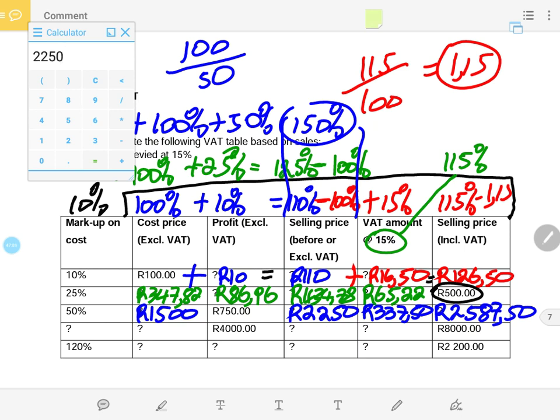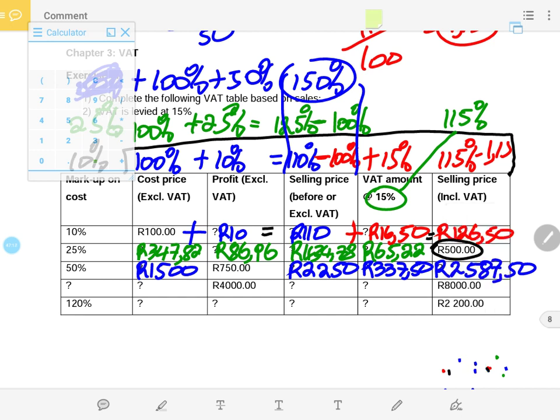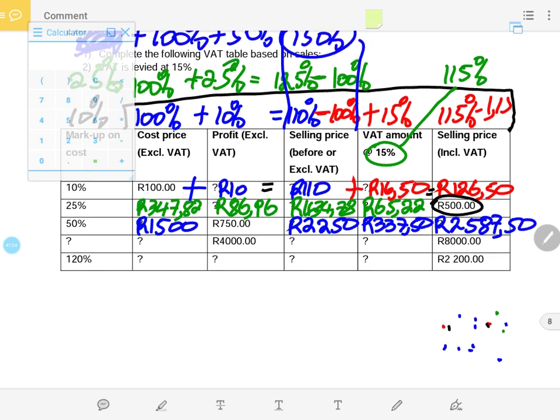Then we now have the question mark when it comes to the profit percentage or the markup percentage. The markup percentage is not provided for us, and this is not something that I wanted to test you on.